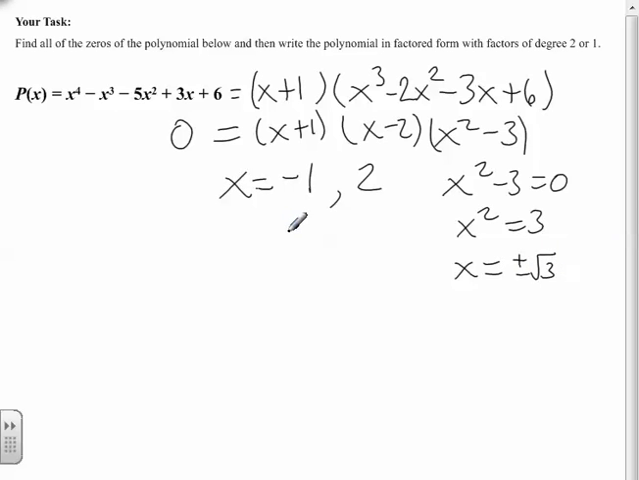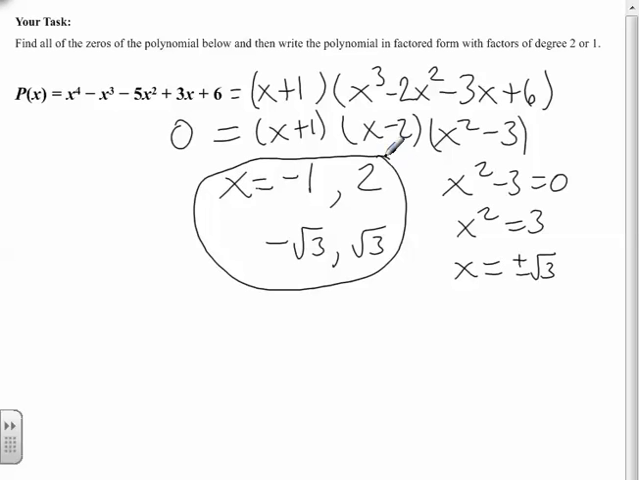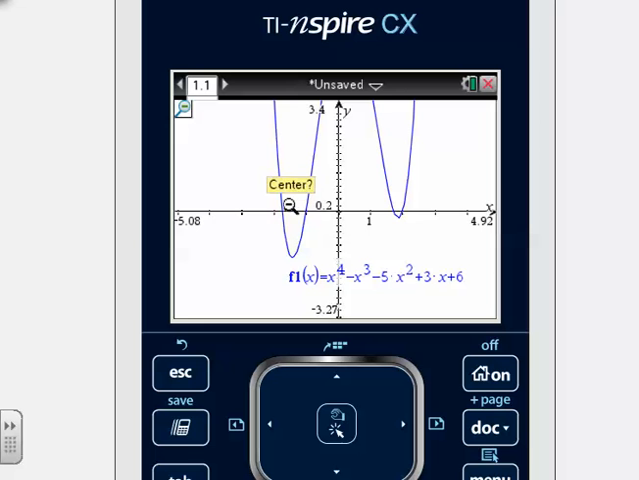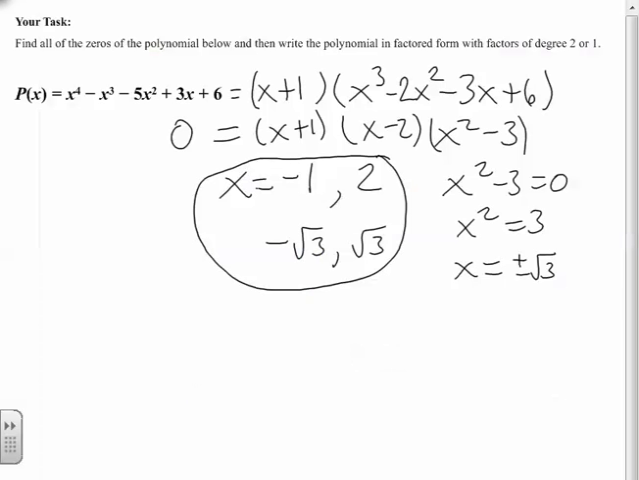So we've got 4 real results. Negative square root of 3, positive square root of 3, negative 1, and positive 2. There's our 4 real roots, and we knew by looking at the picture on the graphing calculator that those would all be real because there's 1, 2, 3, 4 intersections on the x-axis. And so that's the process for which we find all the zeros of a polynomial. And to write it in factored form, here we have it.